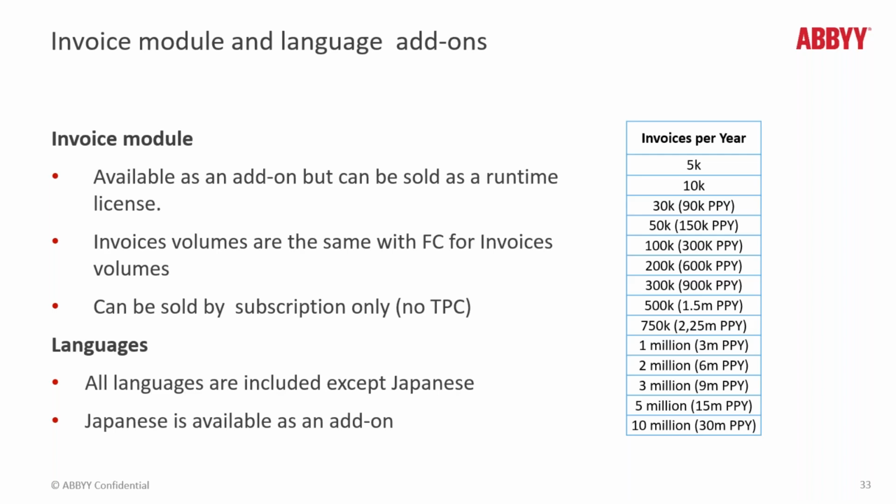Japanese is available as an add-on, and you can see the breakouts. So 5,000 all the way up to 10 million, or 30 million pages per year. So that you can see that it's reflected in the document, assuming a document of 3 pages.